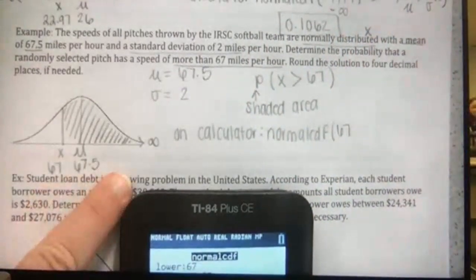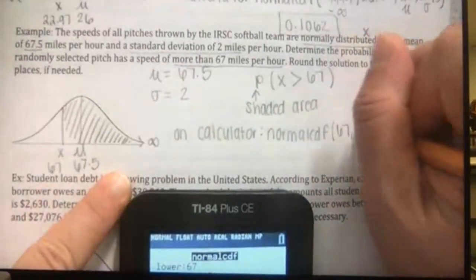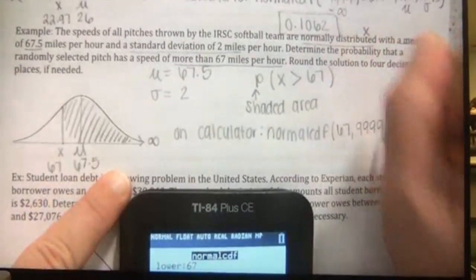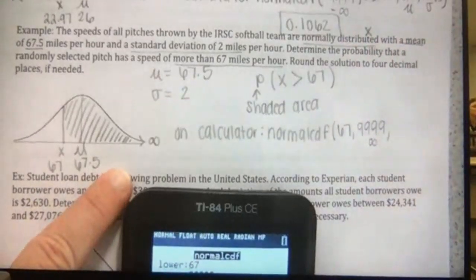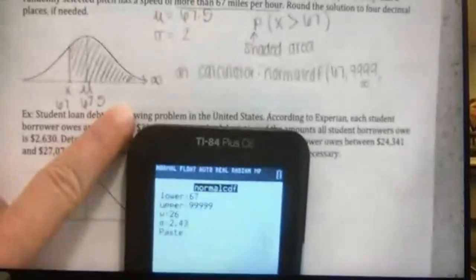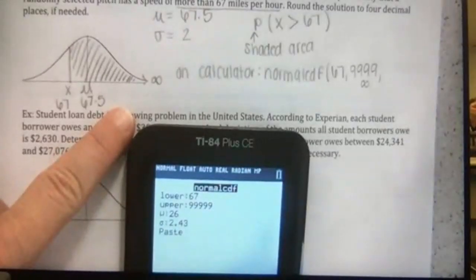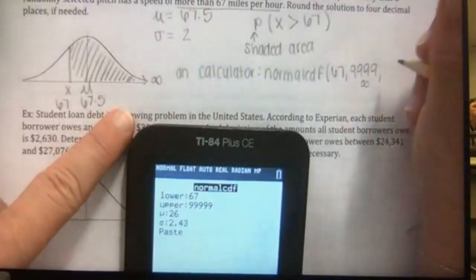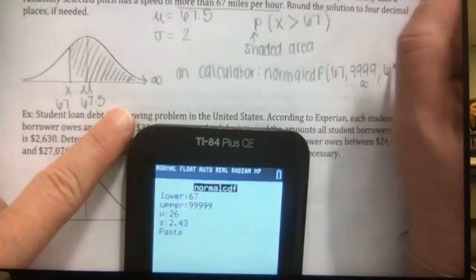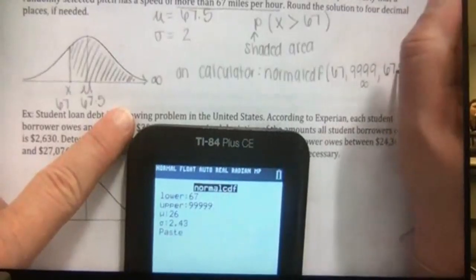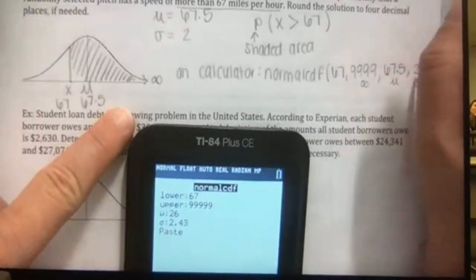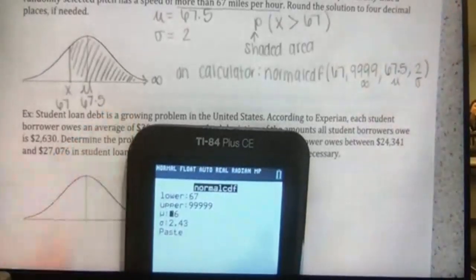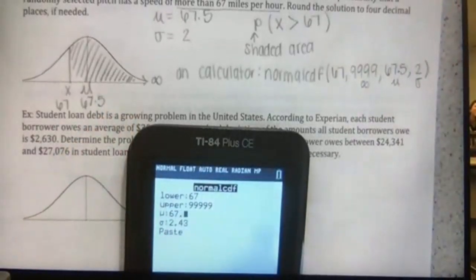Our upper limit is going on forever to infinity, so I can't plug infinity into my calculator. I'm going to plug in 99999. It's a handful of nines. Doesn't matter how many, just put in a handful, because we're going to round it anyways. Our mean is 67.5, and our standard deviation is 2. Just make sure you put enough nines in there so that it's big enough.